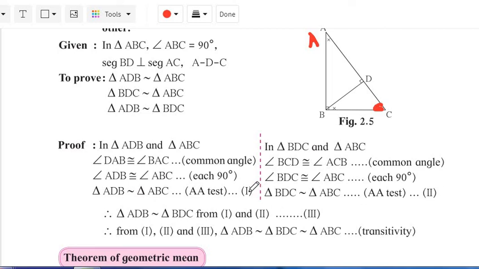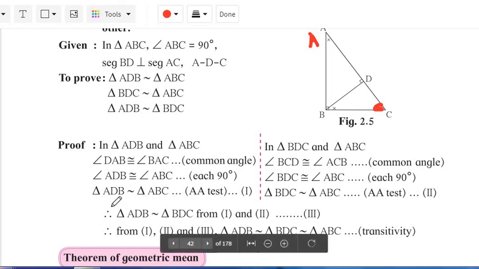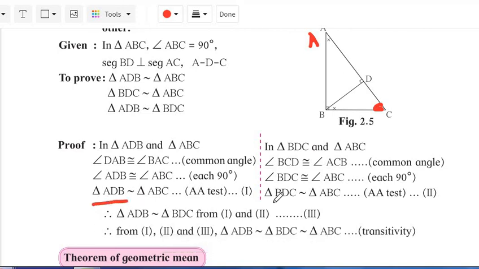Now see here, this is first, this is second. First triangle is similar to second, second triangle is similar to third, then these three triangles are similar to each other. Or you have to write triangle ADB similar to triangle BDC from first and second, and therefore from first, second and third all these three triangles are similar to each other, and that property is known as transitivity. Okay, understood?